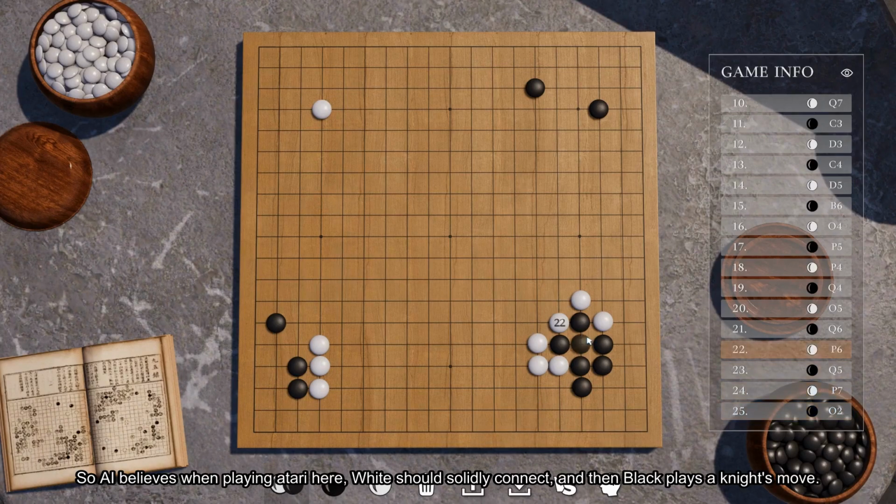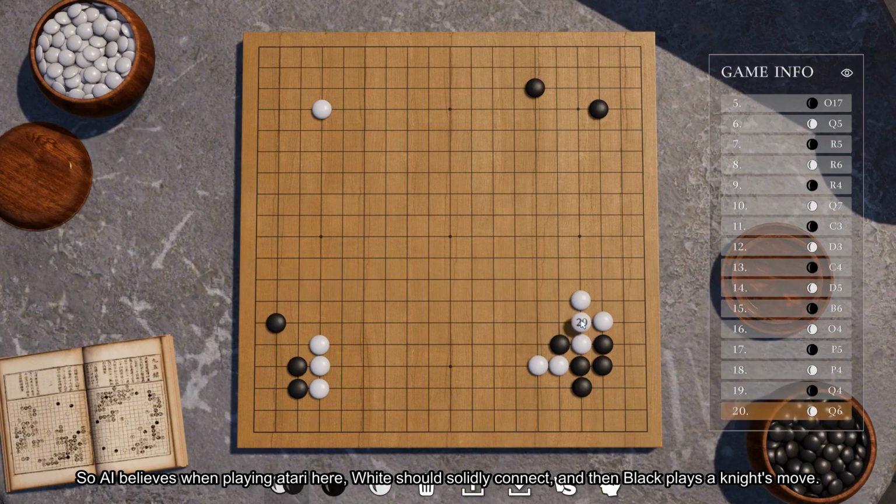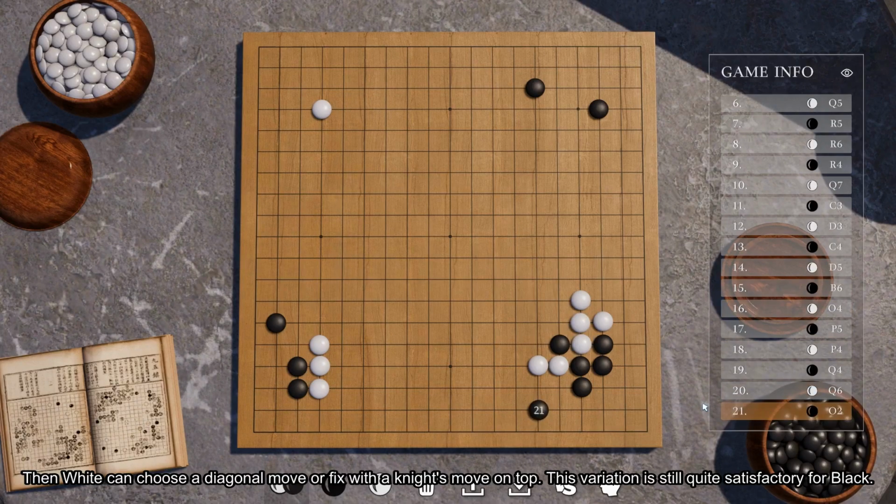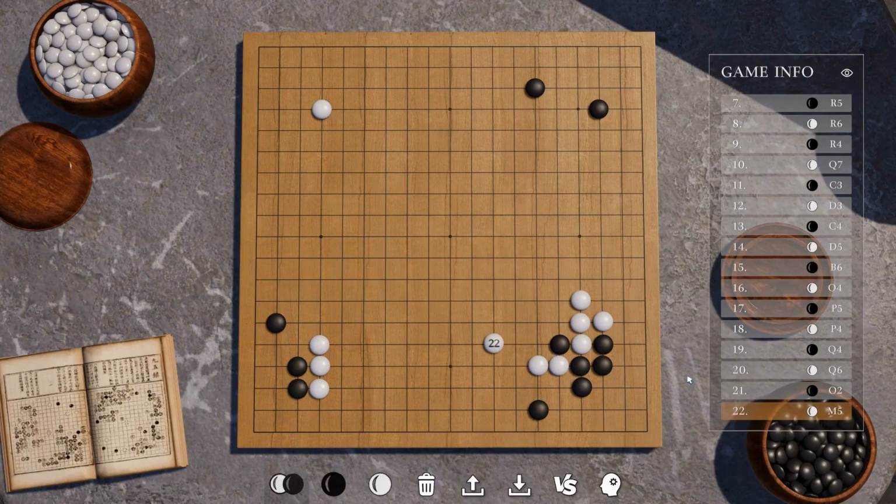So, AI believes when playing Atari here, white should solidly connect, and then black plays a knight's move. Then, white can choose a diagonal move or fix with a knight's move on top. This variation is still quite satisfactory for black.